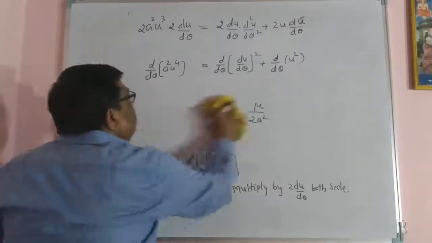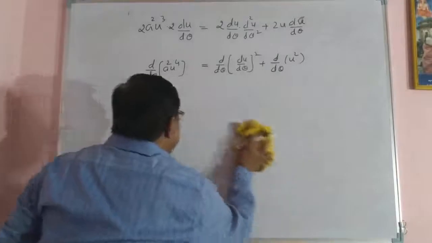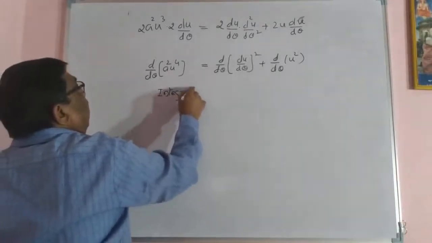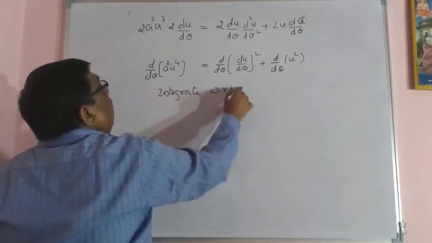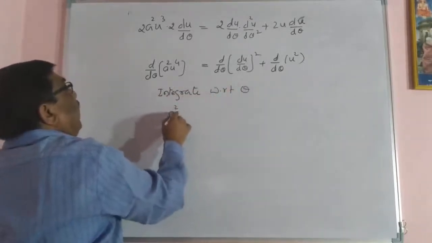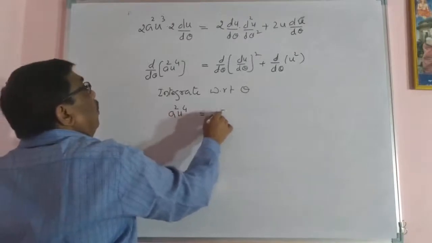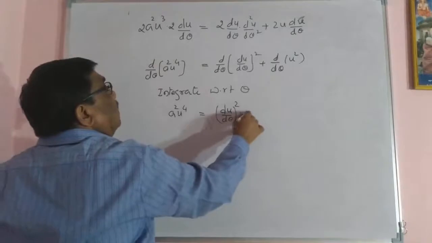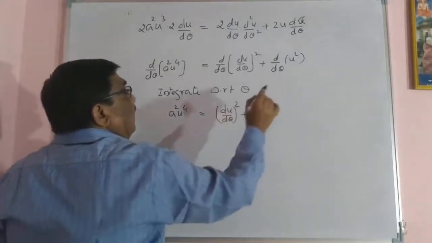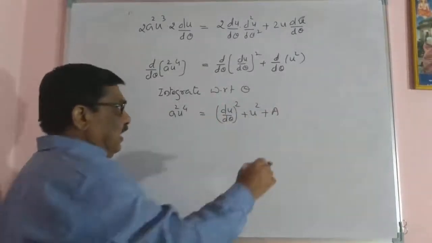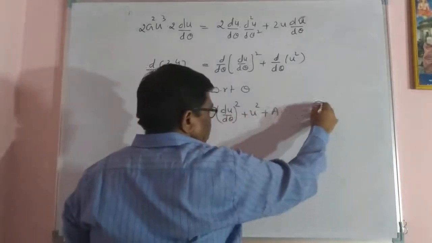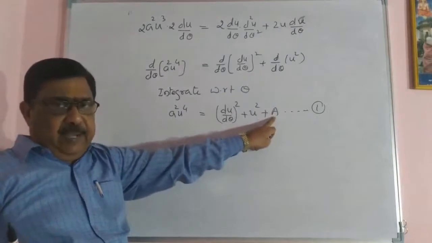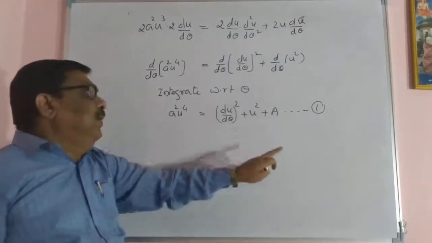So integrate with respect to theta. If I integrate with respect to theta, it is a square u raised to 4 equal to du by d theta whole square plus u square plus the integration constant. So this is equation 1, one of the best equations, where I have to find out the integration constant. First time I have added it; the second time I am not adding it.